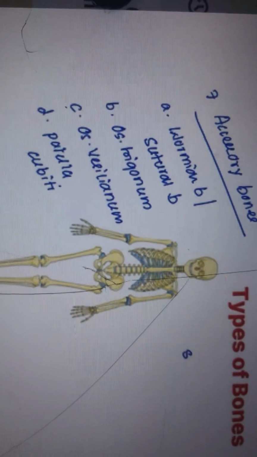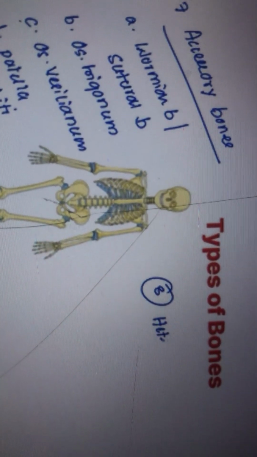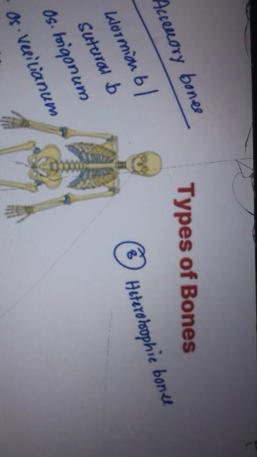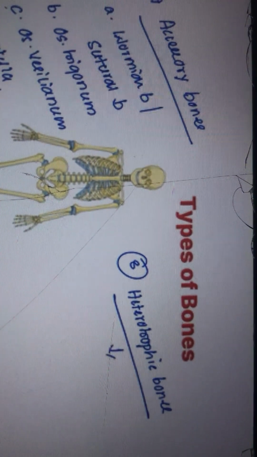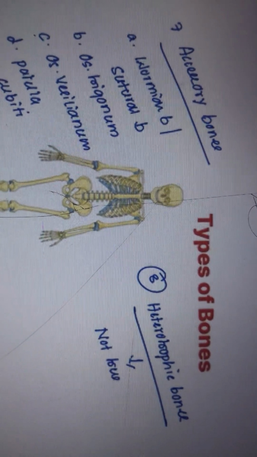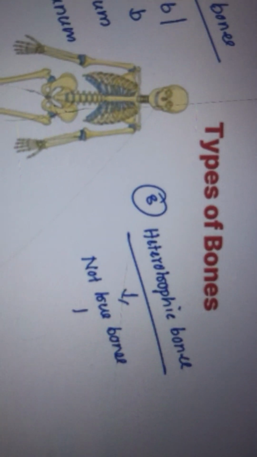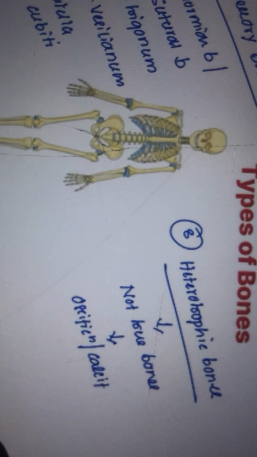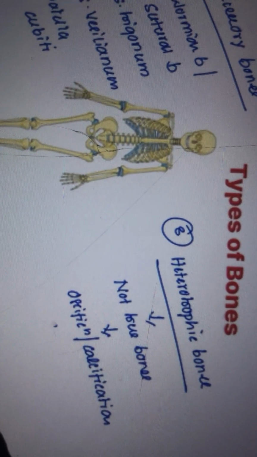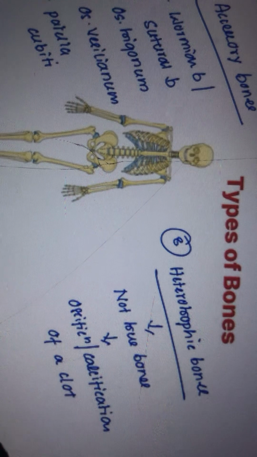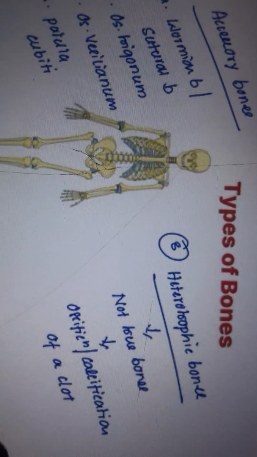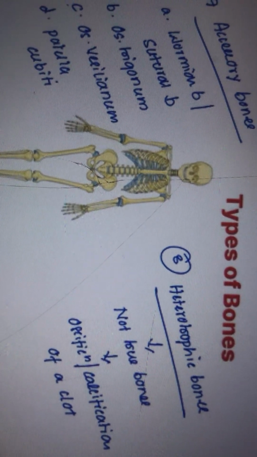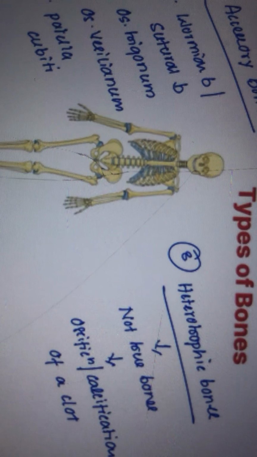The last type of bone or an additional type is referred to as the heterotropic bones. Now, what exactly are heterotropic bones? Remember, these are not true bones. They are formed by either ossification or calcification of a hematoma, calcification of a clot. Imagine you have a bleeding within the muscle. That hematoma undergoes calcification or ossification to form a bone. Such bones are referred to as heterotropic bone.